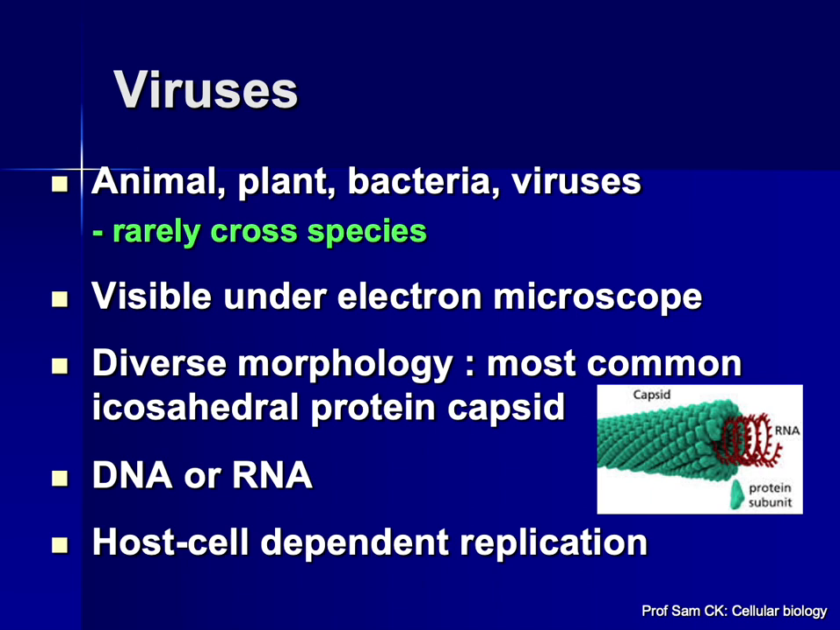We have learned about the prokaryotic and eukaryotic organisms, but there's this one entity, what we call the viruses. The viruses are visible under the electron microscope, and they have diverse morphology. The most common one is the one with the icosahedral protein capsid, and the viruses can have either DNA or RNA as their genetic material, and they are very, very dependent on their hosts, animals, plants, or bacteria, for replication. So without the host, the viruses won't be able to replicate and also propagate.